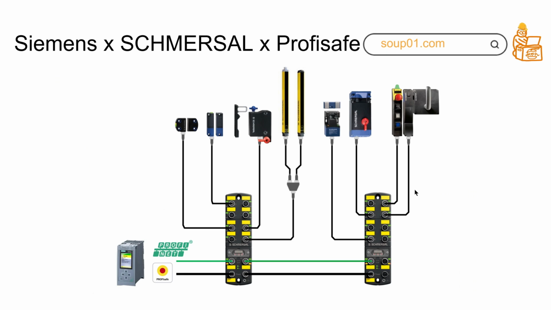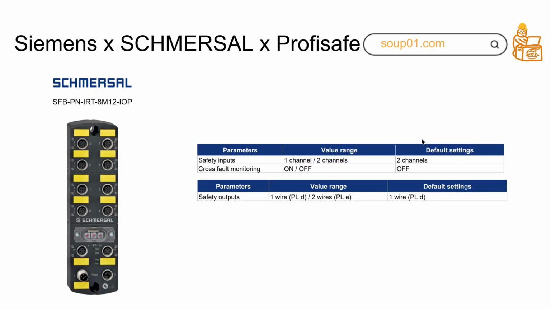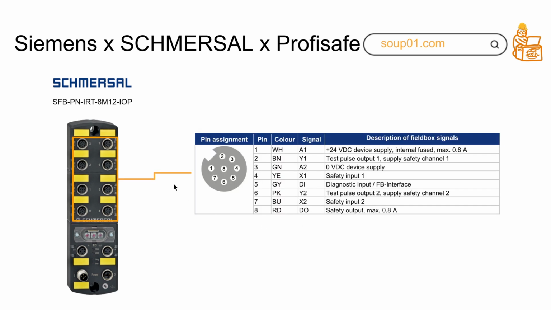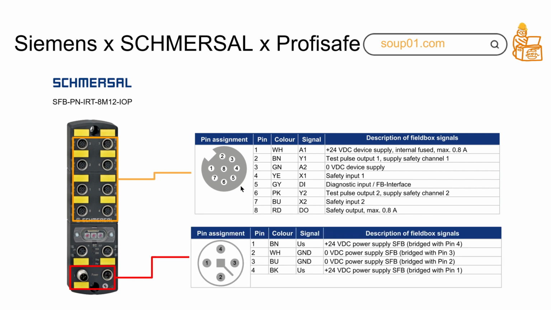So here is a connection example. Here is a Siemens PLC, and here is the module that we're using this time, a Profisafe module, and you can connect to the Schmersal device or even other types of safety device that you want. They have provided some parameters for you to configure your inputs and outputs. For safety inputs, you can configure 1 channel or 2 channel, and then disable or enable the cross-fault monitoring. And for safe output, you can configure it as 1 wire or 2 wires. In the previous tutorial I showed you, this has 8 ports, so the pin assignment is actually the same. And here is the table of the pin assignments.